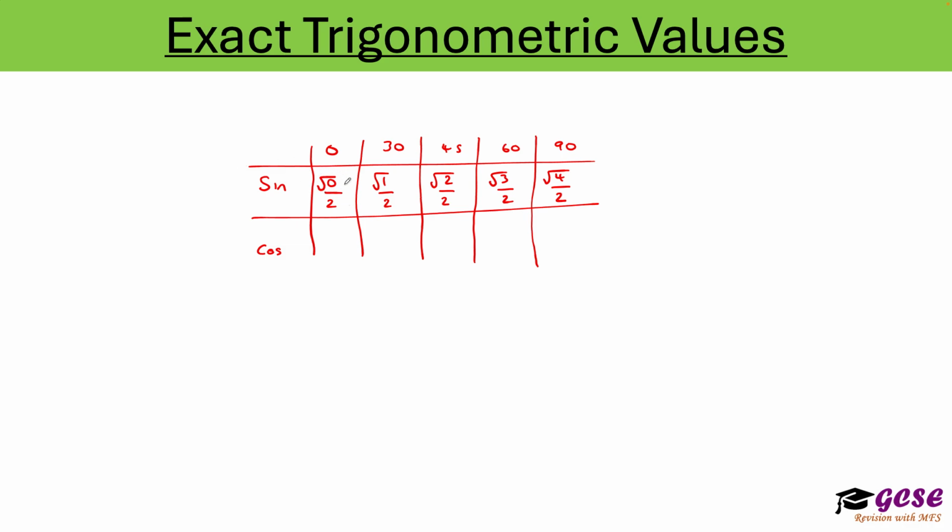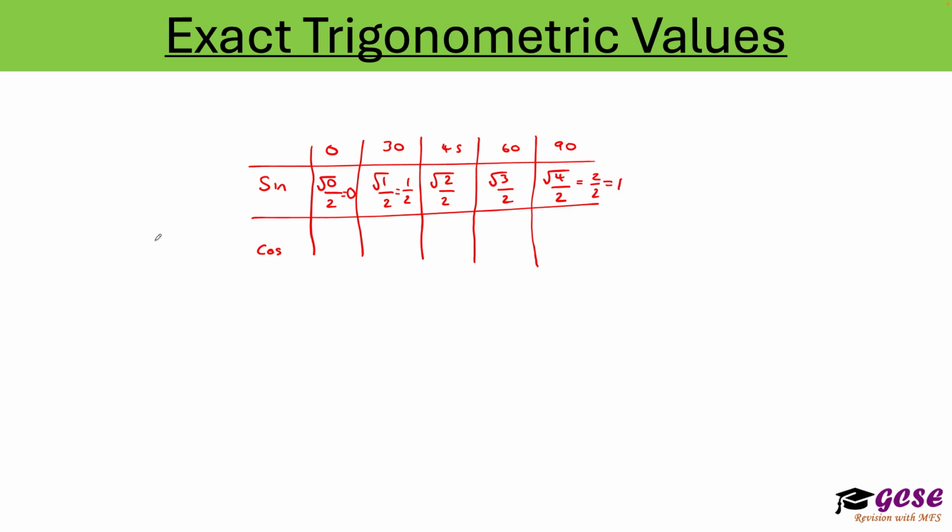So root 0 is just 0, and 0 divided by 2 is 0. Okay, so the answer to this would just be 0. Root 1 is just 1, and divided by 2 would just be a half. So this would just be a half. Now root 2 cannot be simplified, so this would stay like that. Root 3 cannot be simplified, so this would stay like that as well. Root 4, however, the square root of 4 is 2, so that would become 2 divided by 2, and 2 divided by 2 is just 1. So the answer to that is just 1.